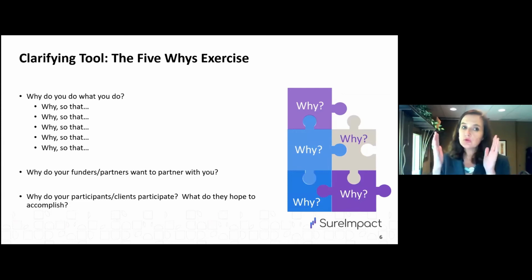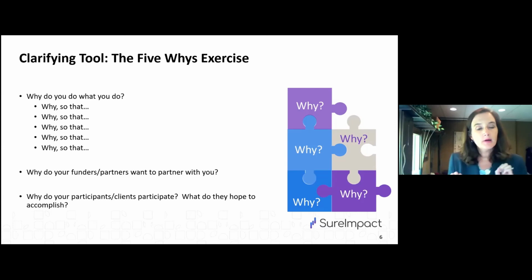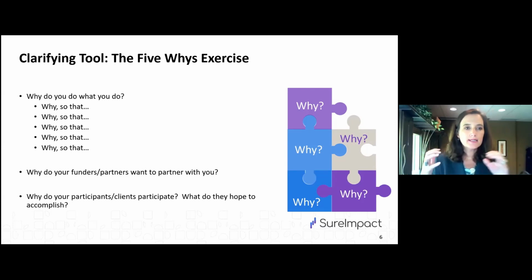So we really need to look at our funders' point of view, because sometimes why our funders want to partner with us is not always the same as why we do what we do, or it is the same, but it's a slightly different angle of the same thing. So we need to make sure we understand what our funders care about and what we care about. And then the third most important thing we have to ask ourselves is, why do our participants and clients participate? What do they hope to accomplish? Again, you would think that they're the same thing, but they are not always the same thing.